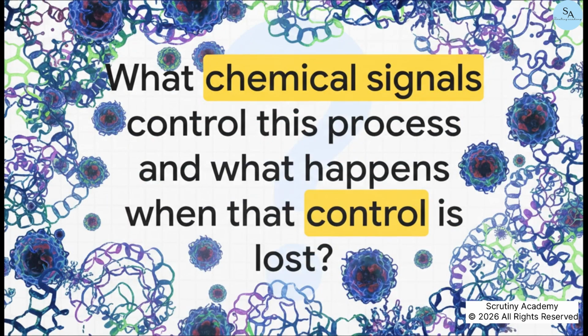So we've walked through the mechanics of how cells divide, but the really exciting stuff, the frontier of science, is figuring out the complex signals that tell a cell when to divide, when to stop, and what happens when those controls go wrong. That's a question for another day.